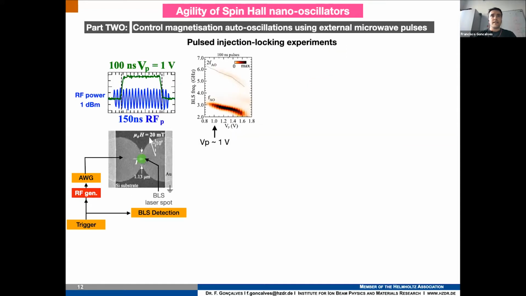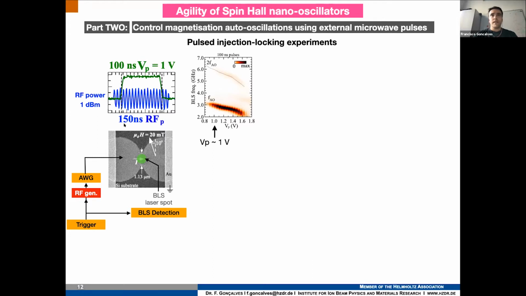So with that, I will quickly jump into part 2 of my talk. In this second part, in addition to the voltage pulse, I applied an RF pulse. If you look at this small plot on the left, I had an RF pulse on, and then eventually I turned on my voltage pulse. It needs to be said that the frequency of the RF pulse was at twice the auto-oscillation mode, and this is how I achieved an efficient pulse injection locking signal.